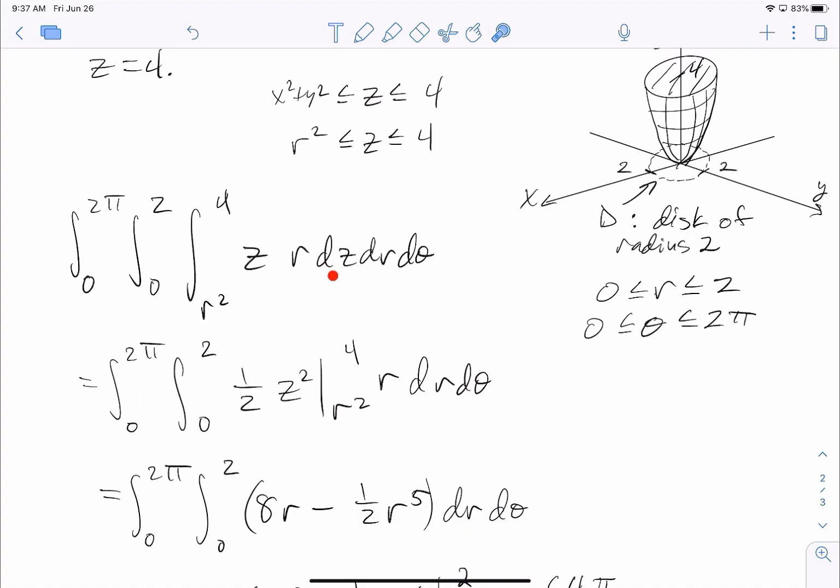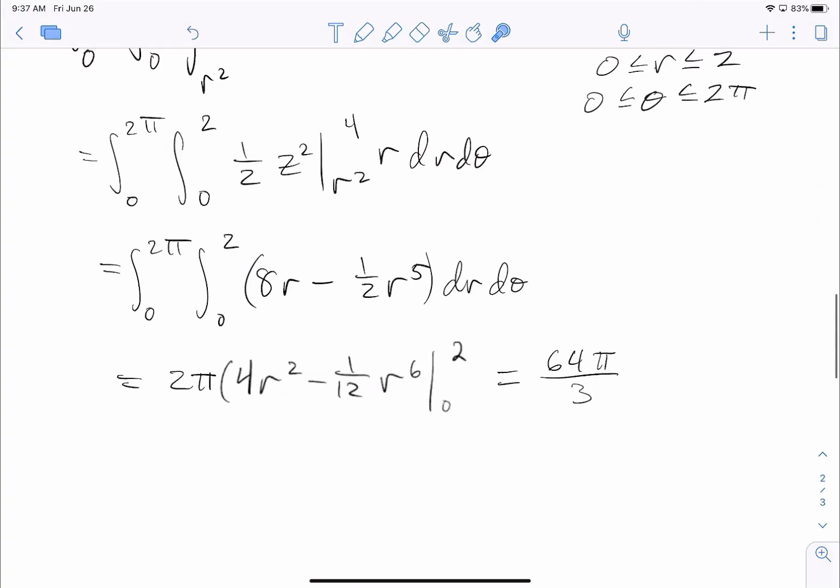Integrating with respect to z first gives us the integral from 0 to 2 pi of the integral from 0 to 2 of 1/2 z squared evaluated from r squared to 4, and we'll still have the r dr d theta to deal with. Then substituting 4 in place of z and then r squared in place of z and subtracting, we get the integral from 0 to 2 pi of the integral from 0 to 2 of 8r minus 1/2 r to the 5th, times dr d theta.